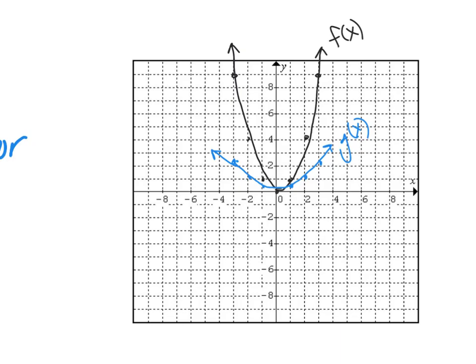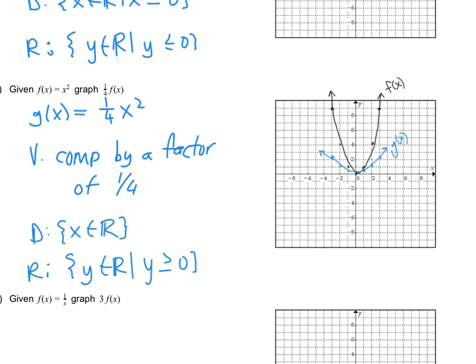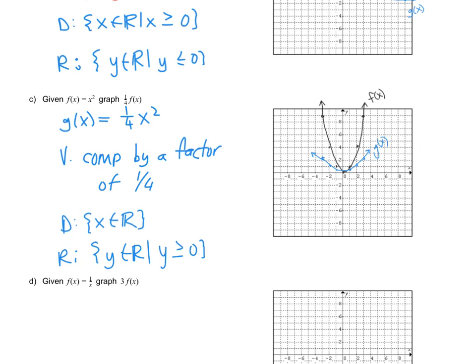And now if you look at your domain and range, hopefully you have x is an element of all real numbers and y is an element of all real numbers, but y is greater than or equal to 0.